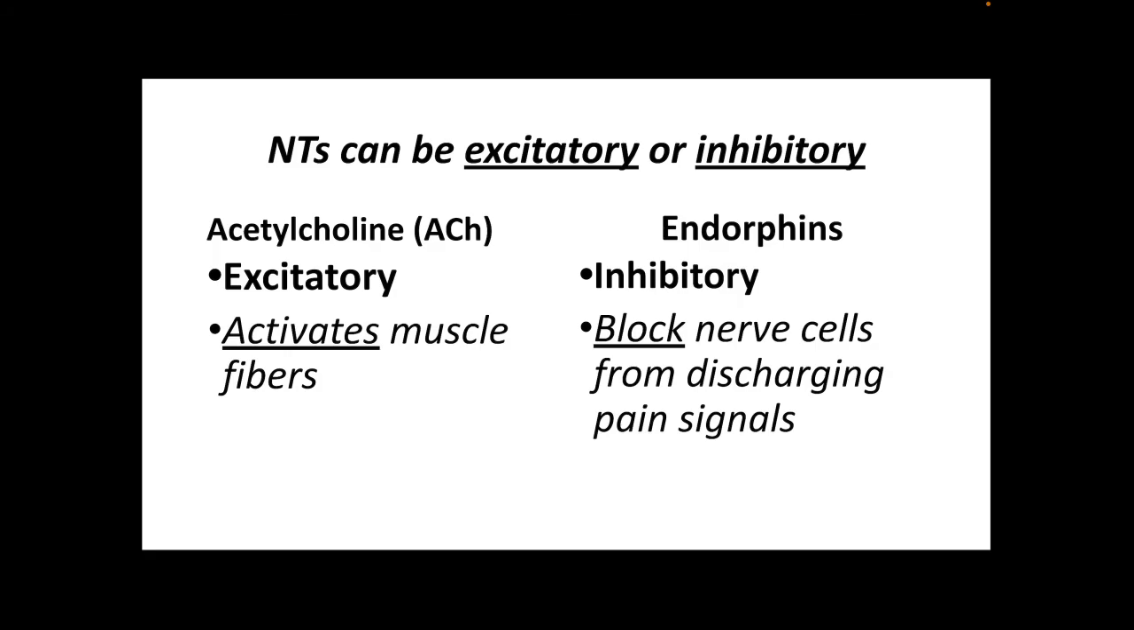Now, there are two types of neurotransmitters. There's ones that can be excitatory or inhibitory. The excitatory neurotransmitters are your acetylcholine. So these are what is going to cause an action in your muscle fibers to make you move. There are also inhibitory neurotransmitters, which are called like your endorphins. They are the ones that block nerve cells from discharging pain signals.